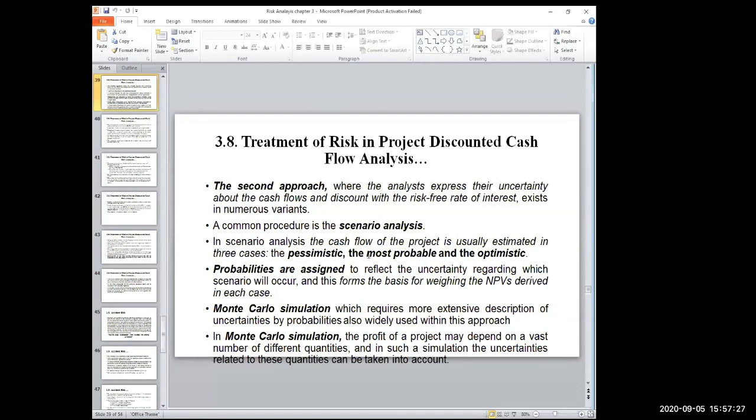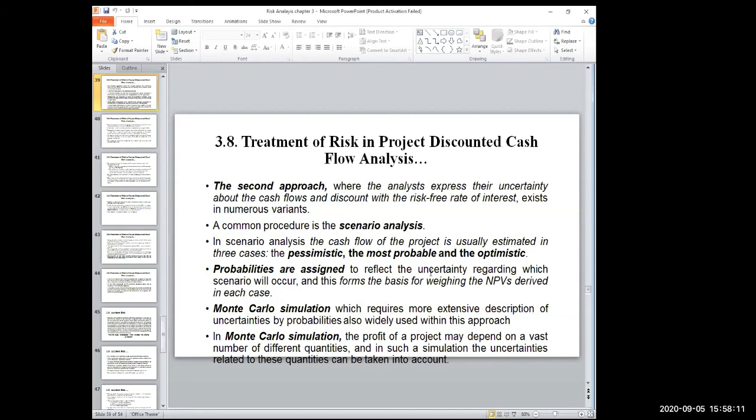The most probable, or most likely to happen, and the other one is optimistic, the maximum we expect. Probabilities are assigned, as I told you before: if we fix the uncertainty, we have to assign probabilities. We have to assign a probability to the pessimistic scenario, a probability to the most probable, and a probability to the optimistic approach. Maybe we'll give 10% for optimistic, most probable maybe 60%, and the remaining 20% pessimistic. We just have to assign probability to the 3 scenarios to reflect the uncertainty regarding the scenarios.